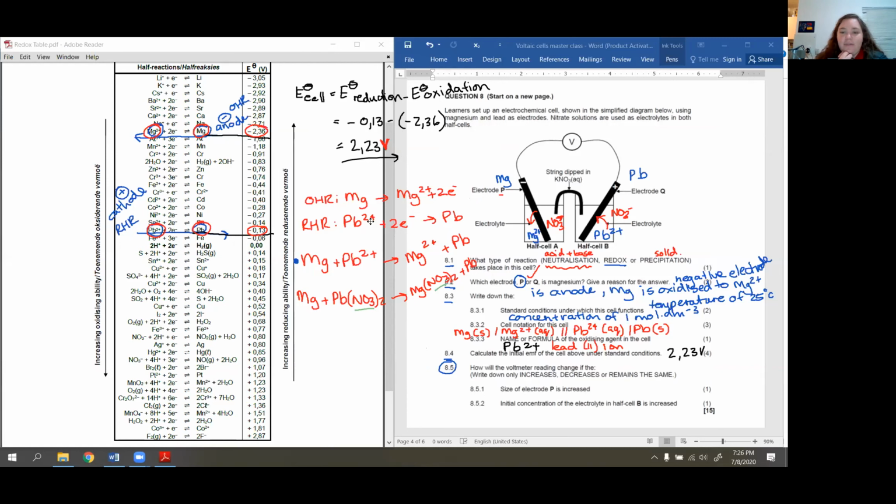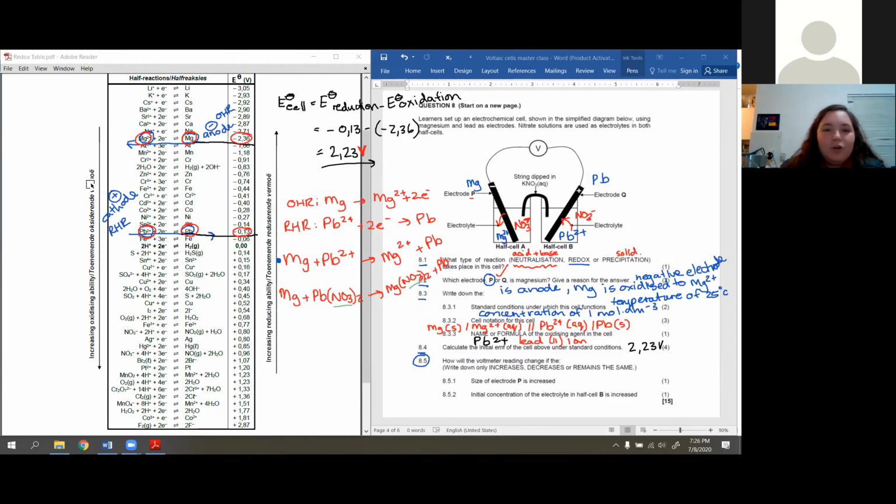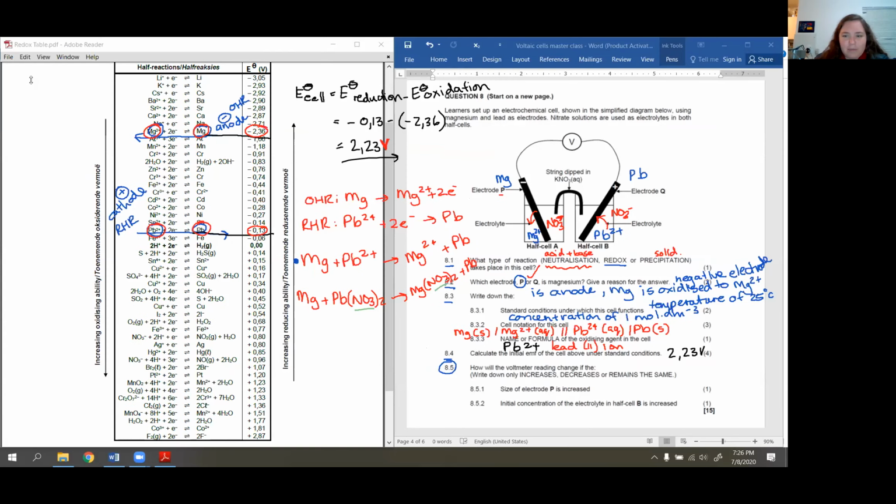All right, so let's have a look at what our answers are. The first one says, how will the voltmeter reading change if the size of electrode P is increased? Who said increases? Who said decreases? And who said remains the same? Wow, okay, that was a bit of a delayed response. The answer is remains the same. You never cared how big the electrodes were at the beginning. If the electrodes are suddenly bigger, it's not really going to make a difference, okay?